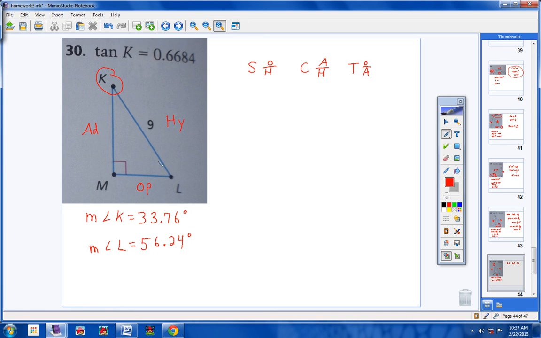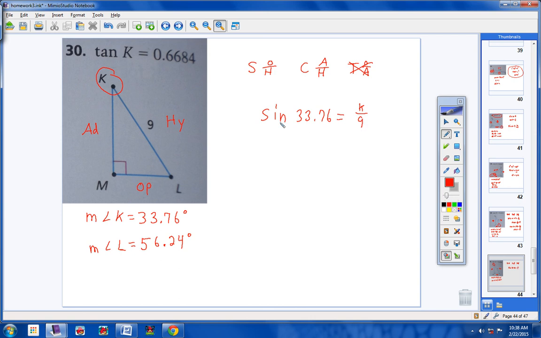Now, which side do you know? Do you know the length of the adjacent side? No. Do you know the length of the opposite side? No. The length of the side that you know is the hypotenuse. So make sure you use trig functions over here that have hypotenuse in them. Don't use this one, okay? So here we go. The sine of angle K is the angle I circled. That's 33.76, equals opposite, which would be across from angle K, so little k, over hypotenuse, which is 9, okay?